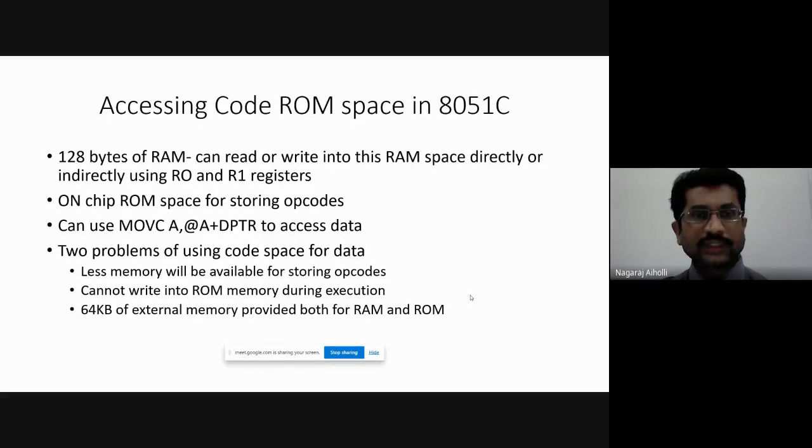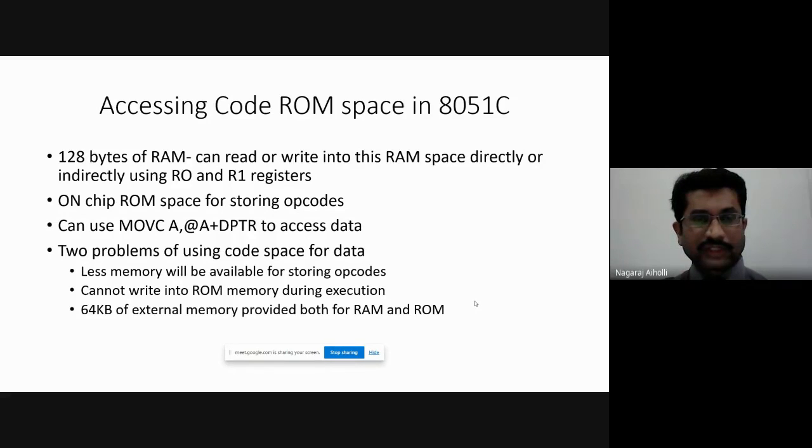In RAM memory, we are storing the data, and we know that the size of the RAM memory is 128 bytes in 8051 microcontroller. This RAM memory we can use for reading or writing the data, right? And we can access this RAM memory directly, using the direct addressing mode, or by using the indirect addressing mode, that is using the registers R0 and R1. Correct. Now, when we use the ROM memory for opcode, it is a different thing. But when we are storing some data into the ROM memory, that makes the difference.